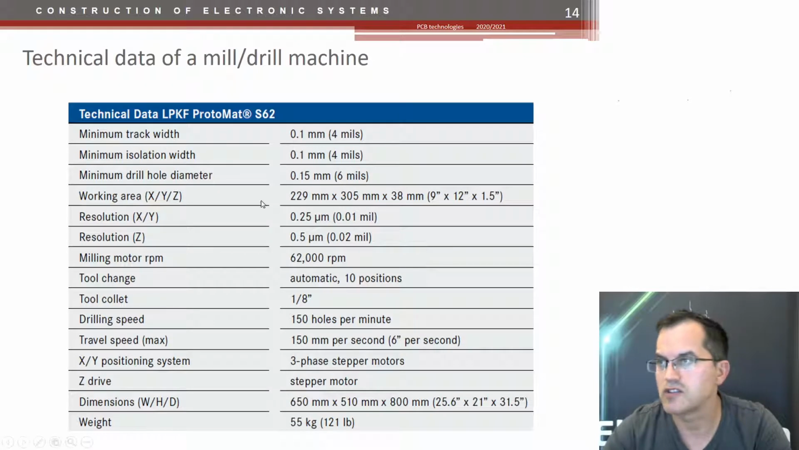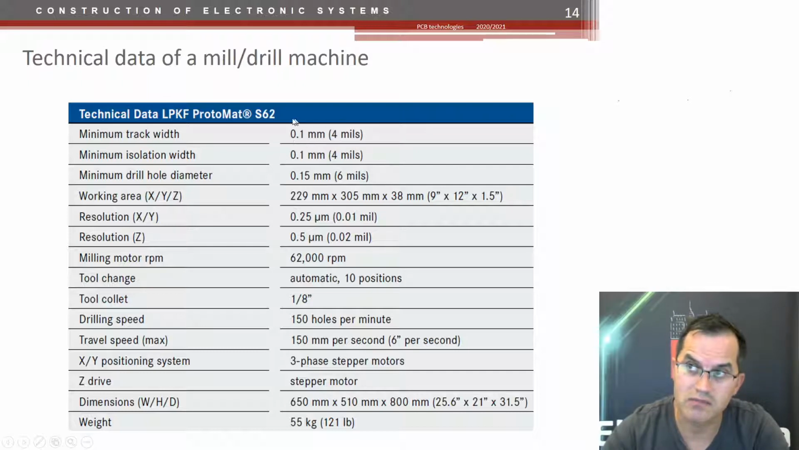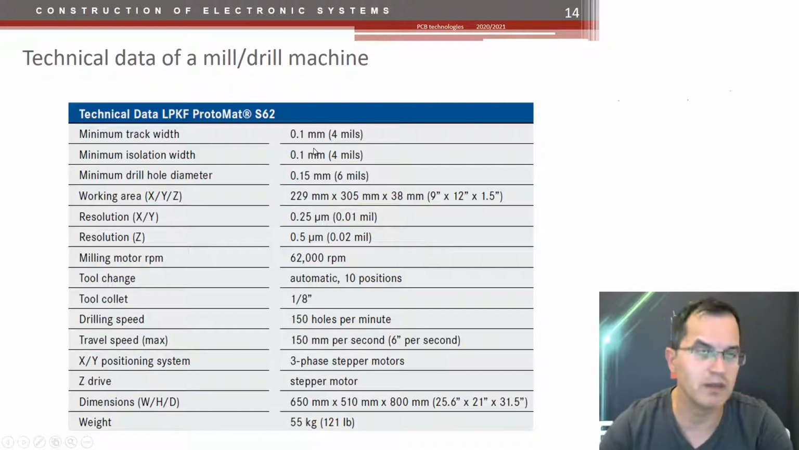The data for such a machine are quite, I would say, accurate, but reaching this minimum track width and isolation width is quite hard. Usually you have to multiply these numbers by 2 and then you can make it easy. So 0.2 millimeters is not a hard thing to do with this machine.